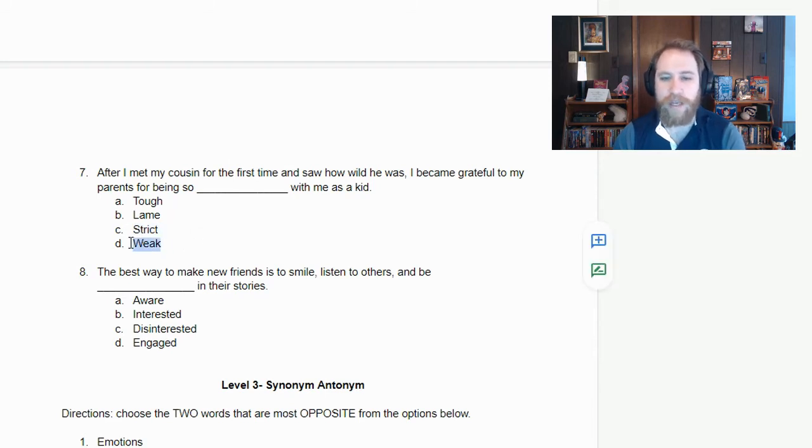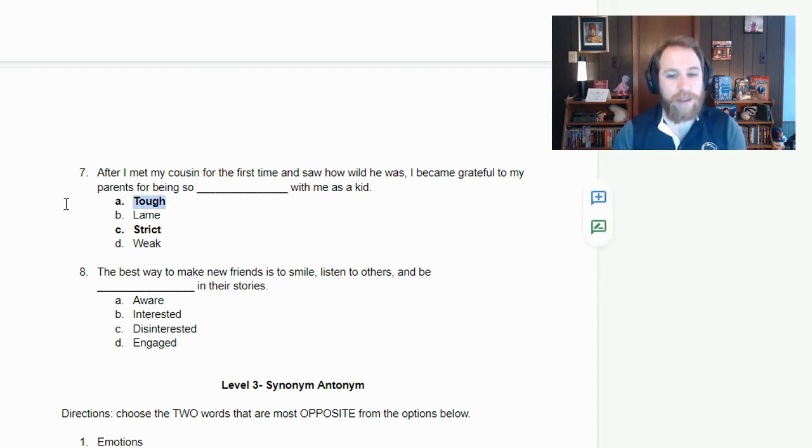For being so strict with me as a kid, now that makes a lot of sense. Or being so weak with me as a kid. Okay, so lame and weak are kind of similar. Strict and tough are kind of similar. So which of these would make the most sense, right? So if you picked strict or tough, you're okay. All right, you did a good job picking one of those.